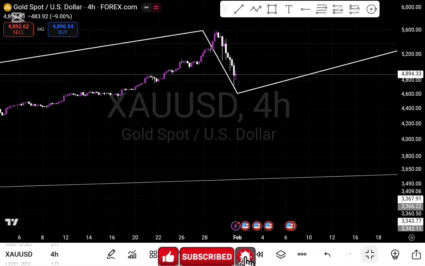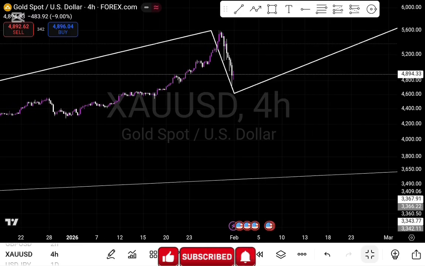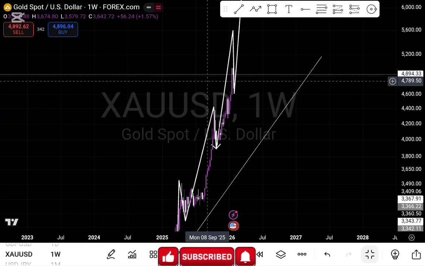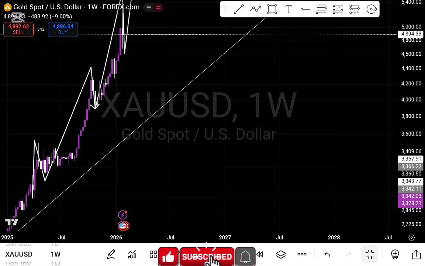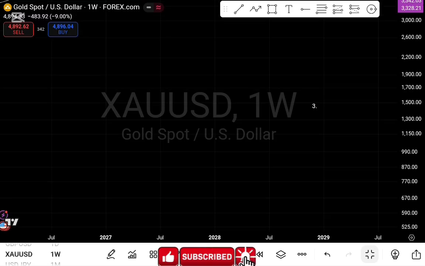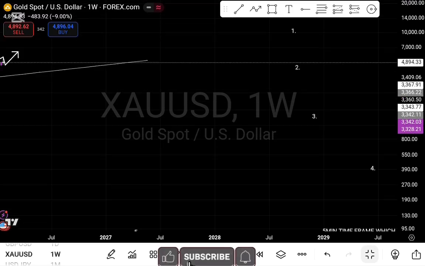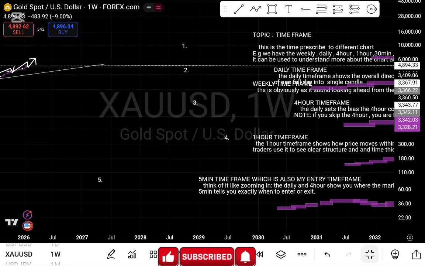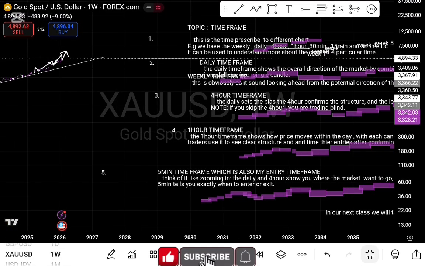As the 4-hour time frame says we are bullish, we need to look for buys onwards, guys. So that is just the work of the 4-hour time frame. It helps us to confirm the structure from our daily time frame. So we don't need to neglect any time frame, saying this time frame is not important. They are all important, guys. All the time frames are important.